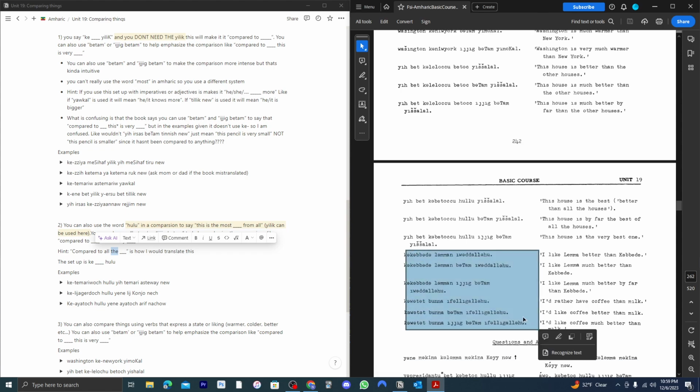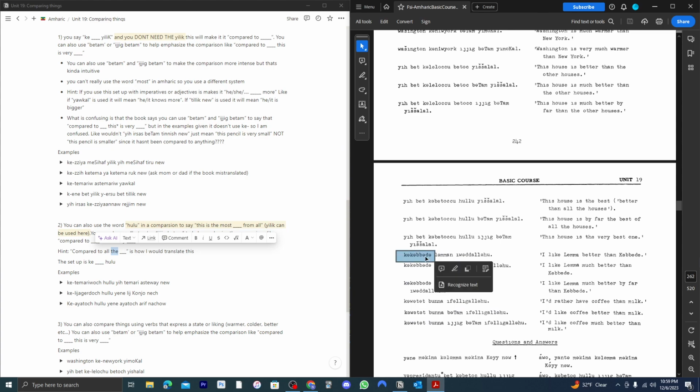We'll just finish this up, but we'll skip the betam ijig betams, right? Kebeda, so compared to kebeda, leman, so he's actually the object of the sentence because his name is ending with an n here, so he's receiving an action. Wadallo. So compared to kebeda, leman I like more basically. I like lema more than kebeda. With betam it's like I like him much better. With ijig betam it's like I like him much better.